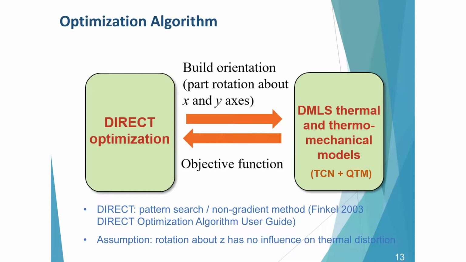We only optimize the orientation about X and Y. We assume the rotation about Z has no effect on the thermal distortion. After we optimize X, Y, we will rotate the part about Z to make sure the part grows away from the recoater plate. It's very important.